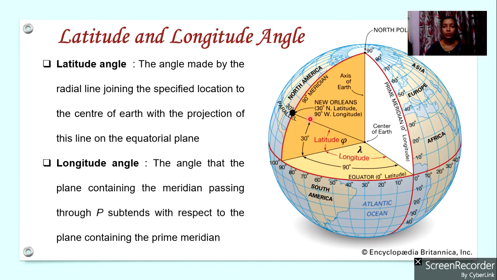So longitude angle of a point is the angle between a plane containing the meridian of that particular point and the plane containing the prime meridian. That is the longitude angle lambda.